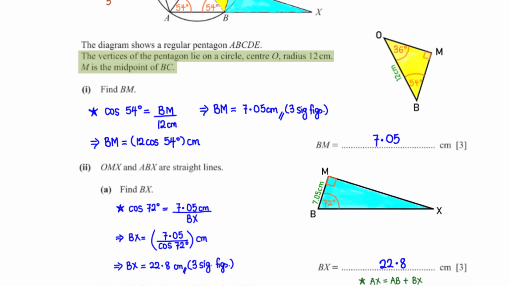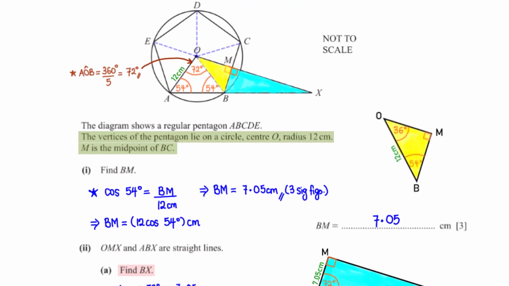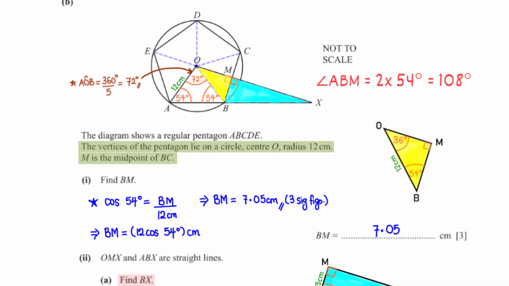OMX and ABX are straight lines. Find BX. We know angle ABM is 108 degrees. Angles on a straight line add up to 180 degrees. And so to get angle BMX, we subtract 108 degrees from 180 degrees. This gives us 72 degrees.